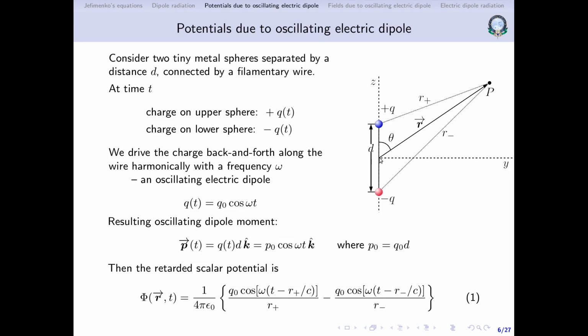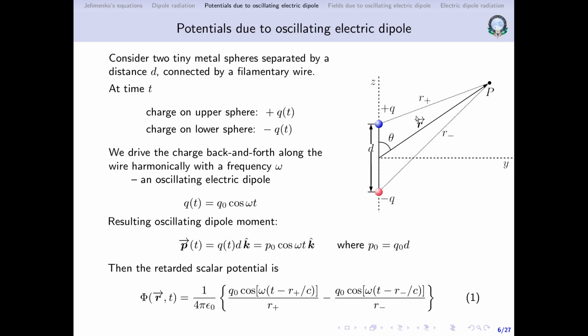Now let's say from the center, the distance to this point p is r. So r is the field point, and this field point is making a polar angle theta with respect to the z-axis. So now we have r and theta, which means we are talking about spherical polar coordinates. Now this point p, its separation from the blue sphere is r plus, and its separation from the red sphere is r minus.